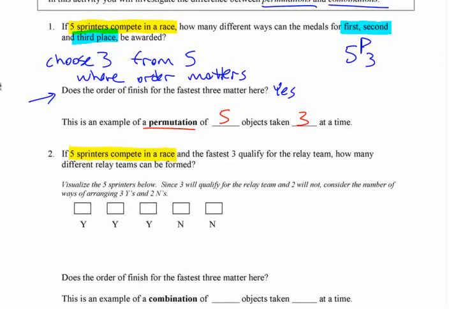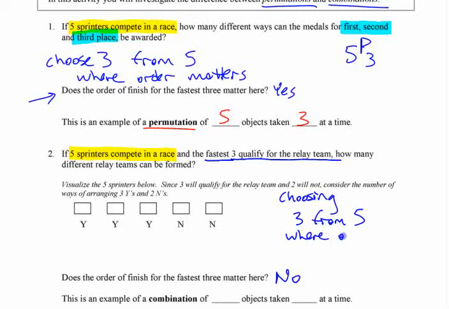Now I want you to compare and contrast that with the same 5 sprinters, but now all you care about is that the fastest 3 qualify. I know it's still nice to beat the other people and be the first qualifier, but technically, does it matter in terms of going on? If the top 3 qualify, does it matter the order you finish? No, right? The order does not matter here. So here you're choosing 3 from 5, where order doesn't matter.